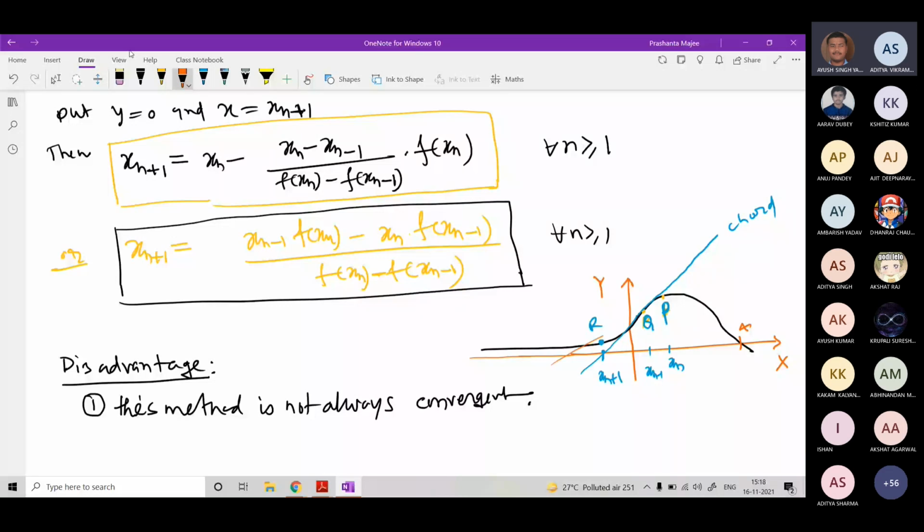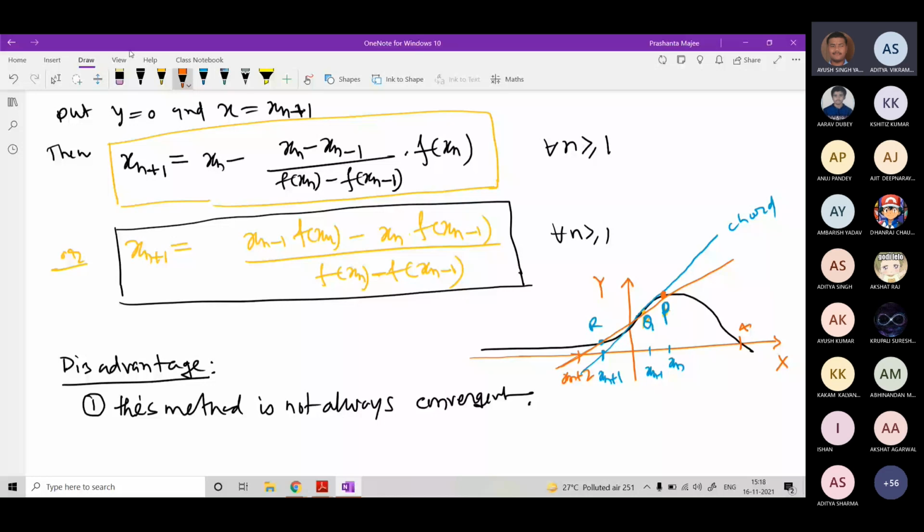So the chord will be this one. So this will be xn plus 2. So are we getting the root? Are we approaching towards the root? No, sir. We are not approaching towards the root. Okay. So that is why this method is not always convergent.